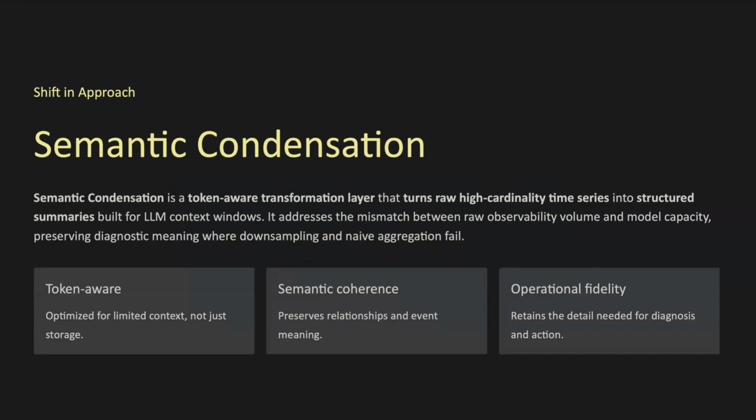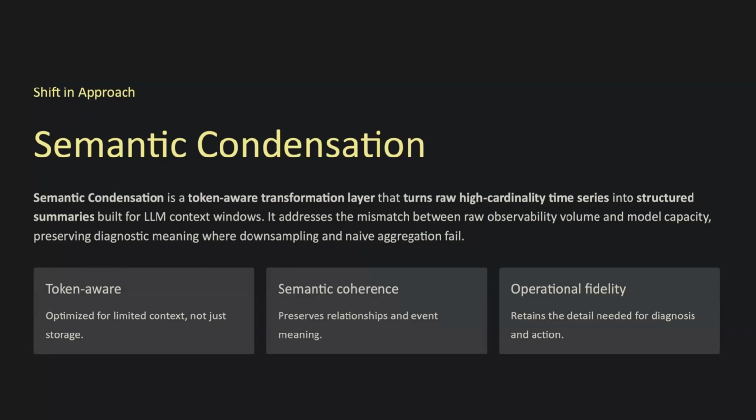What is semantic condensation? Semantic condensation is a token-aware transformation layer that basically accepts high cardinality time series data and converts it into concise summaries that can fit into the LLM's context. It serves as a bridge between raw numerical data that LLMs could inherently find difficult to process and converts it into a format that is digestible and easier to reason on.